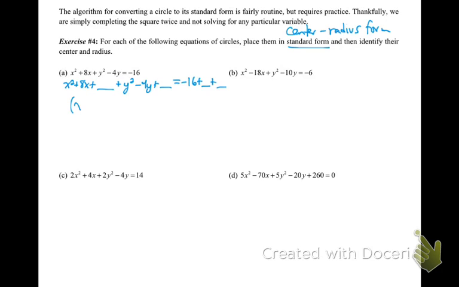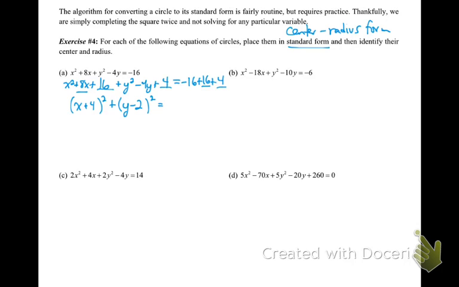My next step is I'm going to go ahead and set up my parentheses with the perfect squares, with the x's and the y's. Then I'm going to take half of 8, which is positive 4, square it. I get positive 16, add that to the other side as well. Looking at the y's, half of negative 4 is negative 2. Square the negative 2, I get a positive 4. Add the positive 4 to both sides.